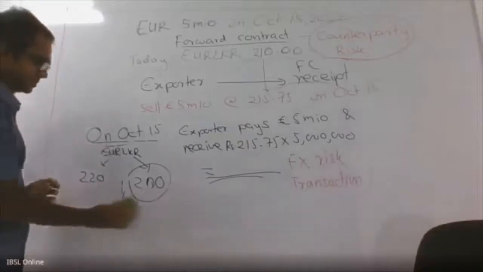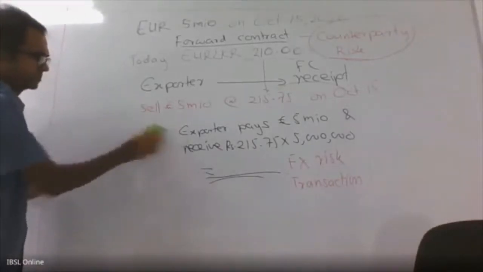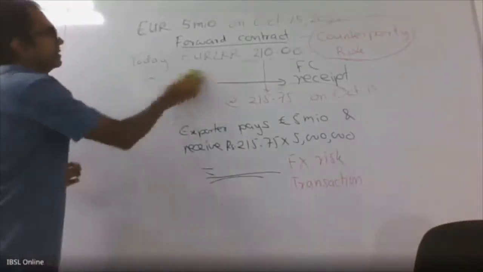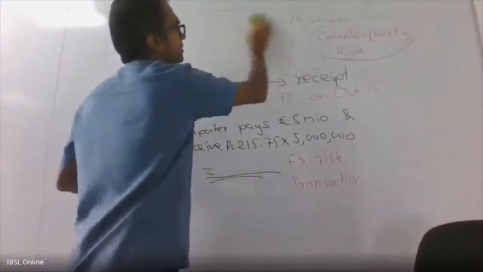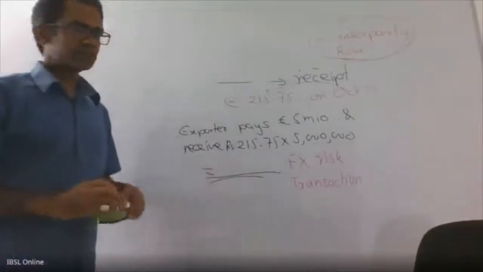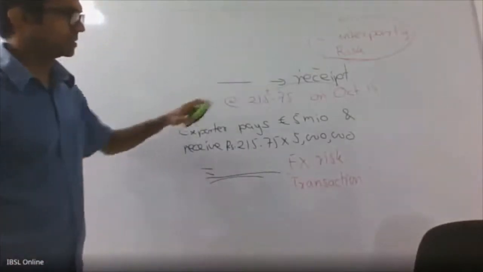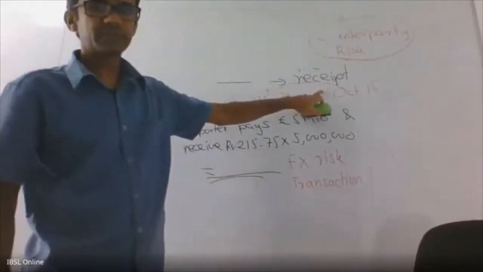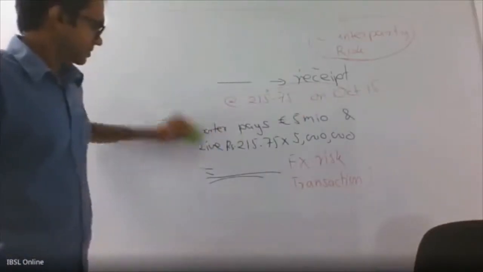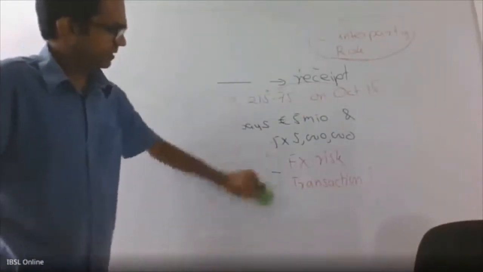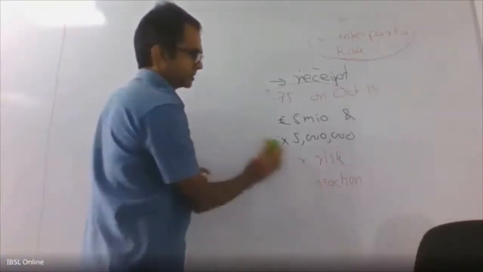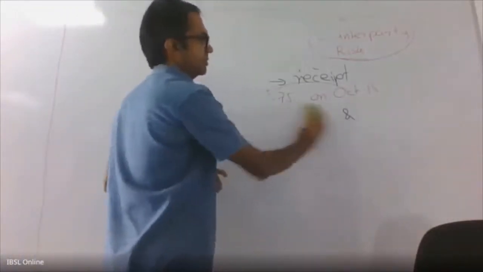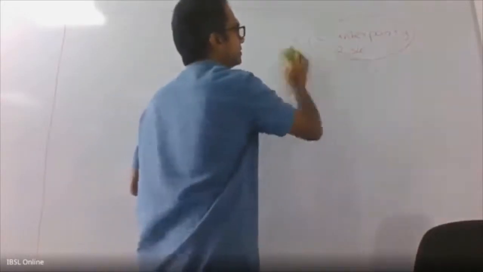So then we'll move into the other side. In this example, we discussed how to hedge a foreign currency receipt. Now we'll discuss how to hedge a foreign currency payment using a forward contract.